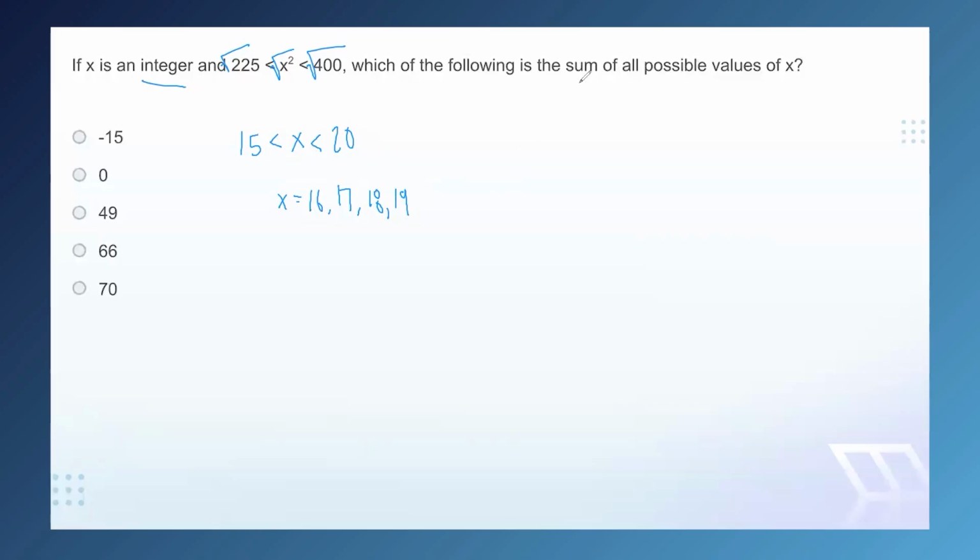Now, since we are solving for the sum of all of the possible values of x, we're going to add those up. So 16 plus 17 plus 18 plus 19, which equals 70. And at this point, they pick answer choice E. Around a quarter of test takers pick this answer, and it is wrong. So let's back up for a second.